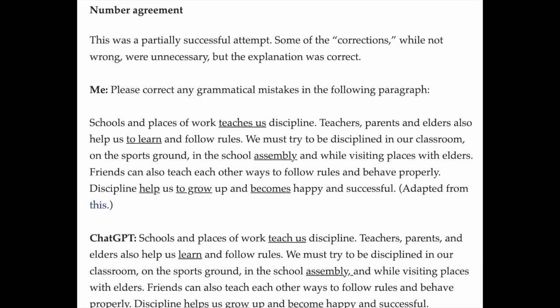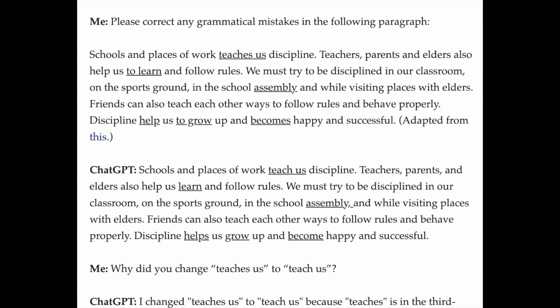It was a little bit better in this case with number agreement. So I asked, please correct any grammatical mistakes in the following paragraph. Schools and places of work teaches us. So there's a problem there. The to learn was no problem, I don't think.